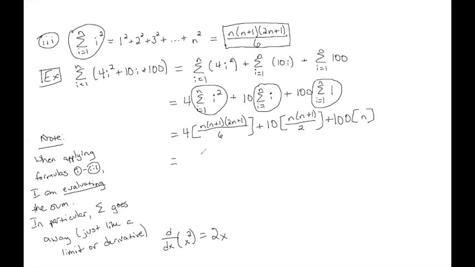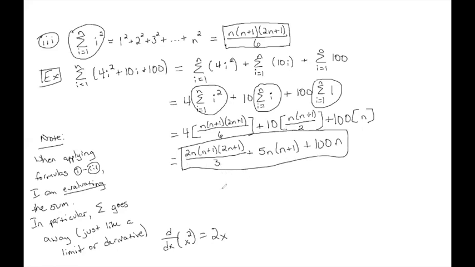All right, and I guess we can simplify a little bit. 4 over 6 gives me 2 over 3. So I get 2n times n plus 1 times 2n plus 1 over 3, plus 5n times n plus 1, plus 100n. And for the time being, we'll just leave this as it is. We'll be doing more simplification later. Okay.